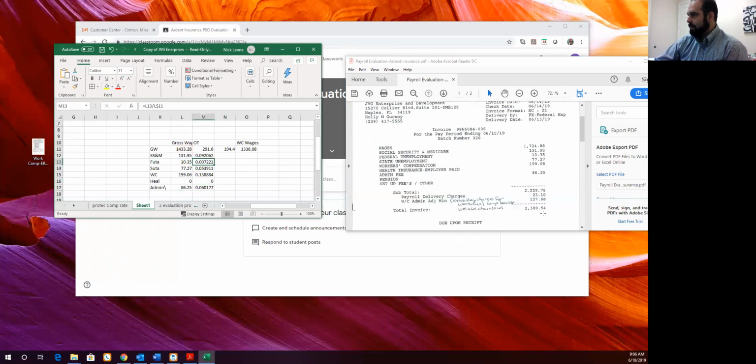That's interesting. Oops. Messed up there. So we need to adjust that. Check your math, make sure it's right. So we turn these into percentages.